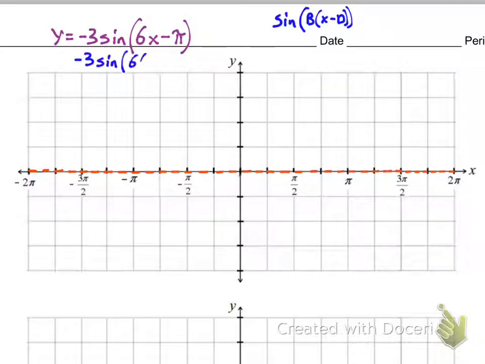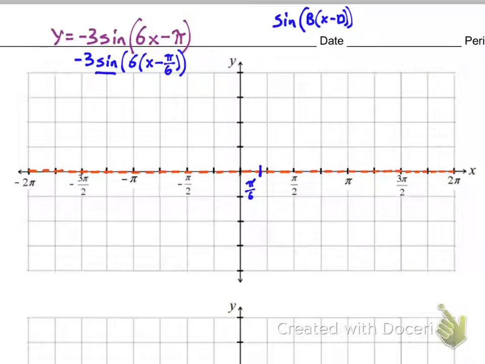Let me show you what I mean. I'm going to rewrite the whole function, but instead of 6x minus pi, I'm going to put 6 times parentheses x minus something. In other words, I'm factoring out a 6 from inside that parentheses. And the question is, what do I put there? Well, what times 6 equals pi? That'd be pi over 6. That means that my phase shift is pi over 6.